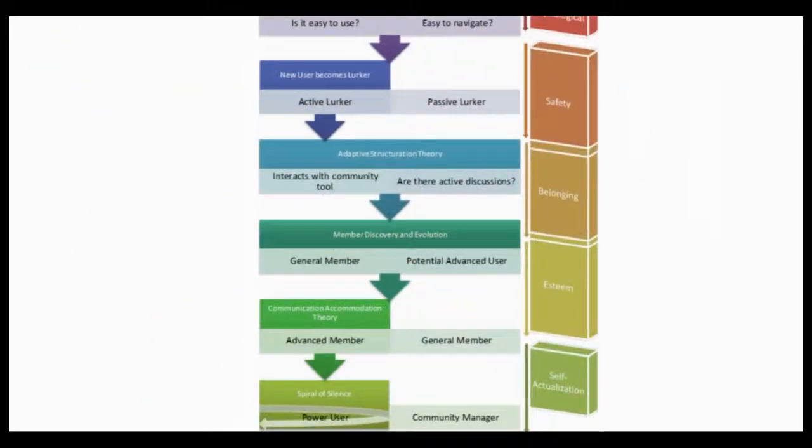All right. So here is the completed model, and essentially this just shows you a better example of what we're going through here. It shows the evolution of how a lurker goes through to a general member, advanced member, and then to the power user, and of course running parallel with Maslow's hierarchy of needs.